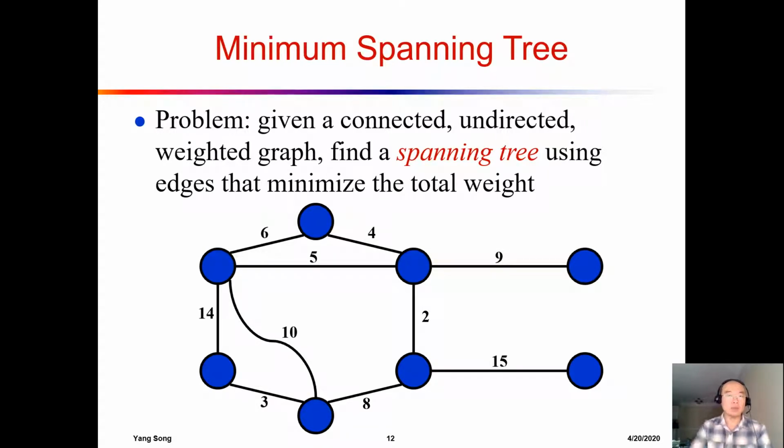So what we are trying to do is, number one, create a tree structure, and this tree structure should include all the nodes for sure. And the second part is, when we are keeping the edges as the tree edges, we want to minimize the total weight of all the edges kept for the tree structure.